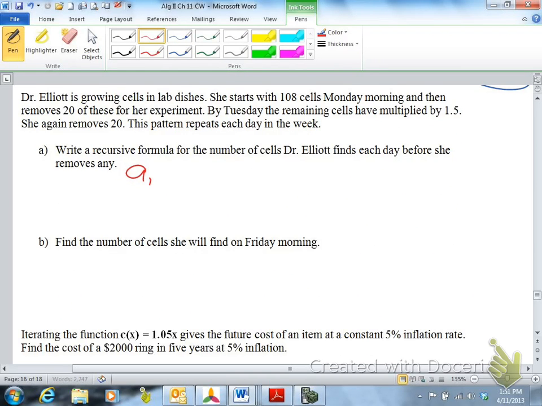So the first day, Monday, she has 108. Every day after that, this pattern continues. What happens is she has 108, she removes 20, should be subtraction. So remove 20, 108 minus 20. Oh, sorry, I guess this would be a sub 2. Change that. A sub 2 would be 108 minus 20, and then they multiply by 1.5.